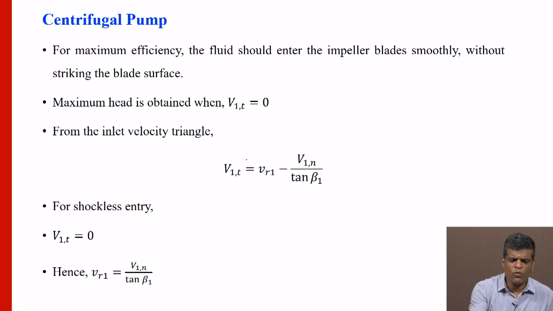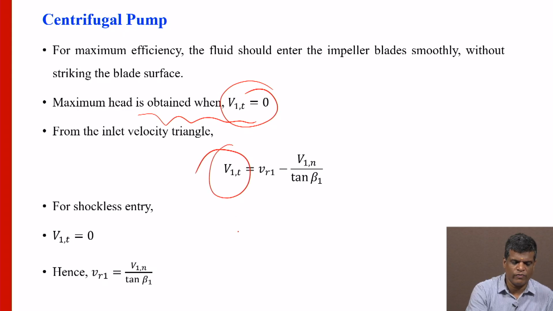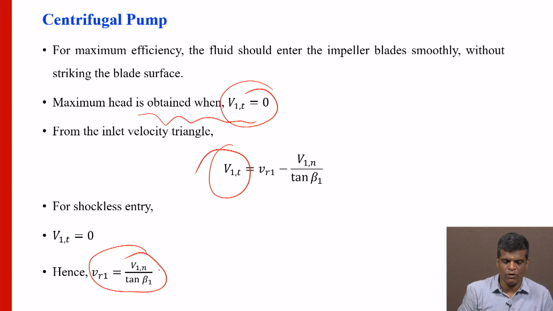After solving this, for the maximum we take V1t equal to 0, then automatically this term gets 0, and we get VR1 equal to V1 by tan beta 1.